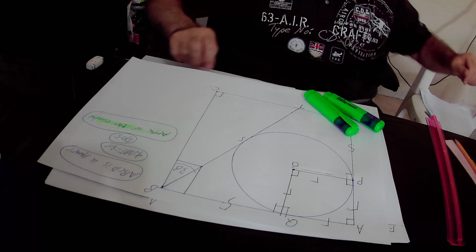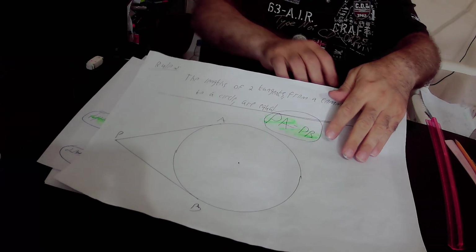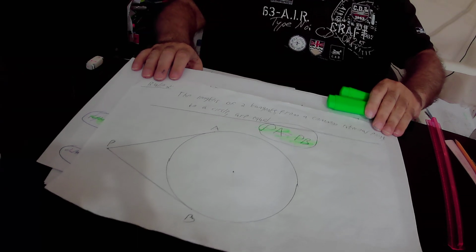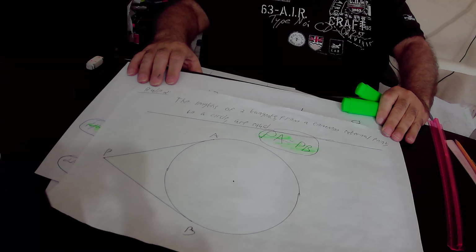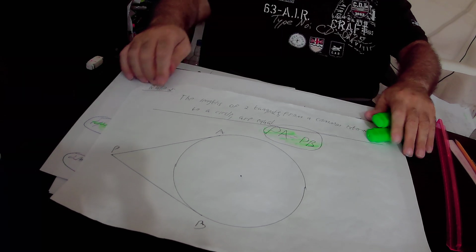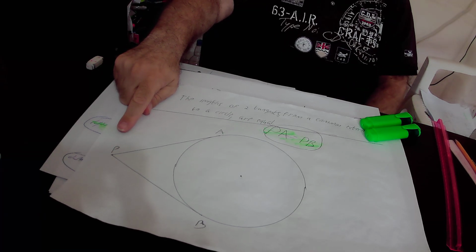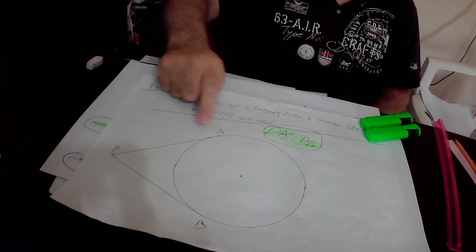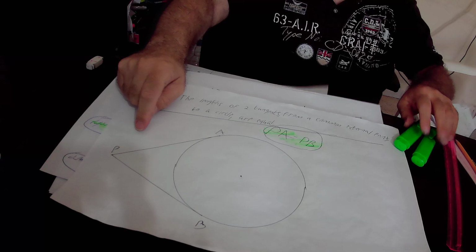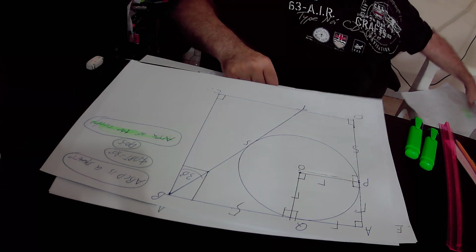So actually, according to rule number 2, the lengths of two tangents from a common external point to a circle are equal. Here we have the common external point, point P. From point P, we have two tangents to this circle, tangent PA and tangent PB. According to rule number 2, they are equal to each other. That is to say, PA equals PB.